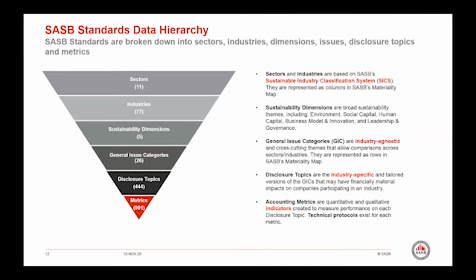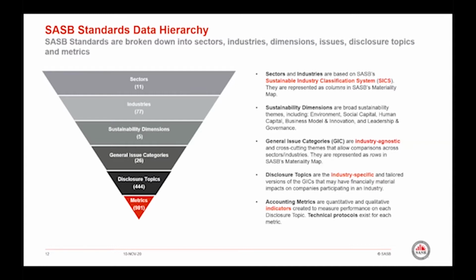As FSA credential holders, you probably know how SASB organizes its data, but it's always good to refresh our memories. So we have 11 sectors, 77 industries, 5 sustainability dimensions, 26 general issue categories, which are the rows that you would see in our SASB materiality map. And then on an industry-specific lens, we have 444 disclosure topics, and each disclosure topic has its accounting metrics, which are the KPIs that we're asking companies to consider reporting for comparisons on key material issues.